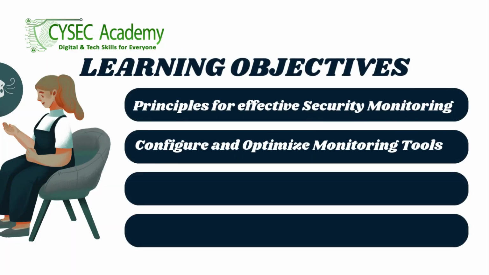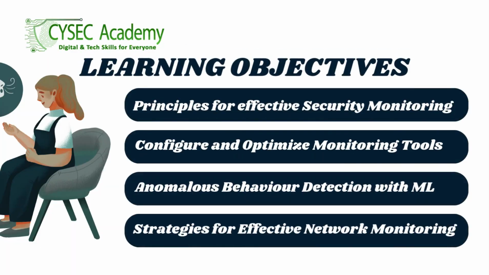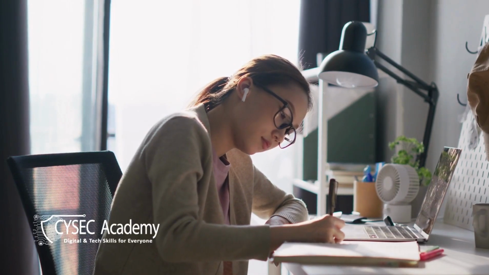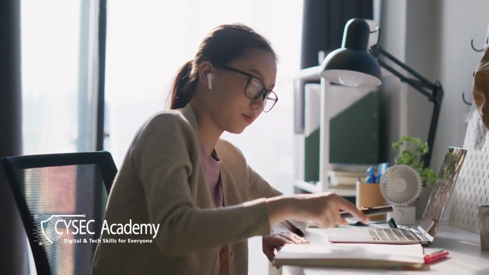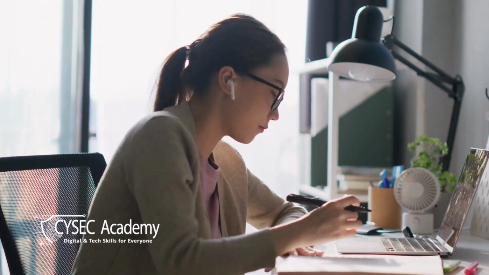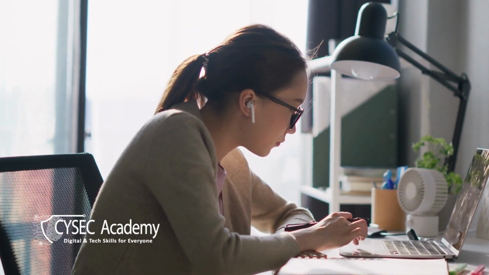Learning objectives. By the end of this module, you will be able to: 1. Define the core principles for setting up effective security monitoring practices within an organization. 2. Explain how to configure and optimize monitoring tools for accurate threat detection. 3. Describe techniques and tools used for anomalous behavior detection, including the role of machine learning. 4. Outline key strategies and technologies for effective network security monitoring.